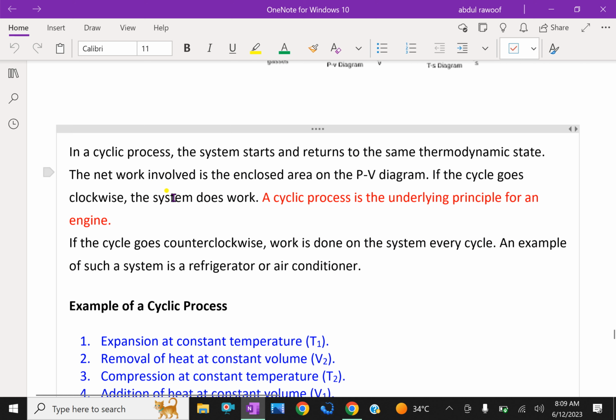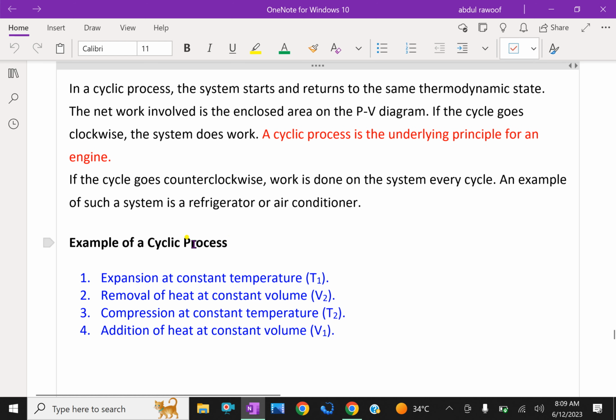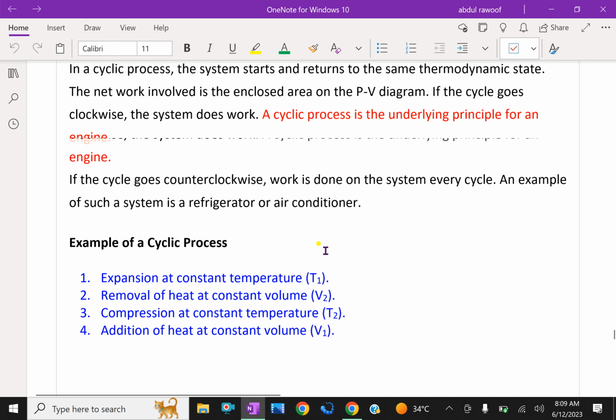In a cyclic process, the system starts and returns to the same thermodynamic state. The net work involved is the enclosed area on the PV diagram. If the cycle goes clockwise, the system does work. The cyclic process is the underlying principle for an engine. If the cycle goes counterclockwise, work is done on the system every cycle. An example of such a system is a refrigerator or air conditioner.